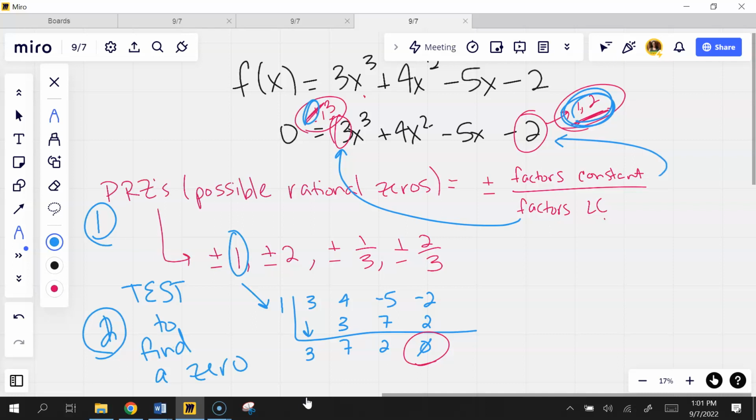Same thing for -1. You'd still come through into -1, 3, 4, -5, -2.